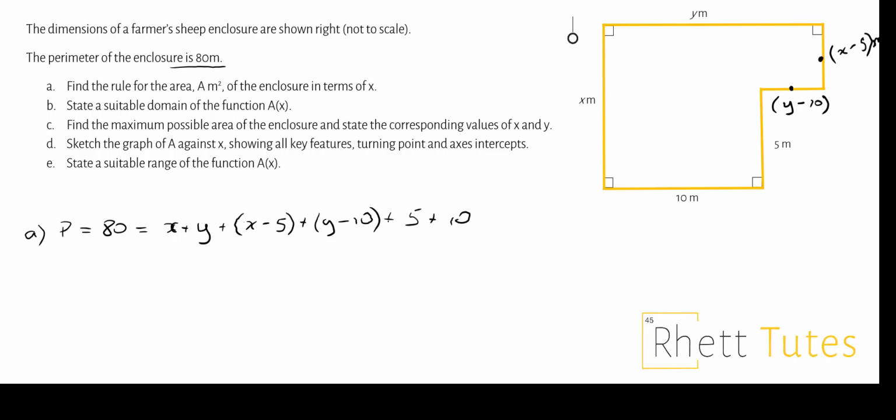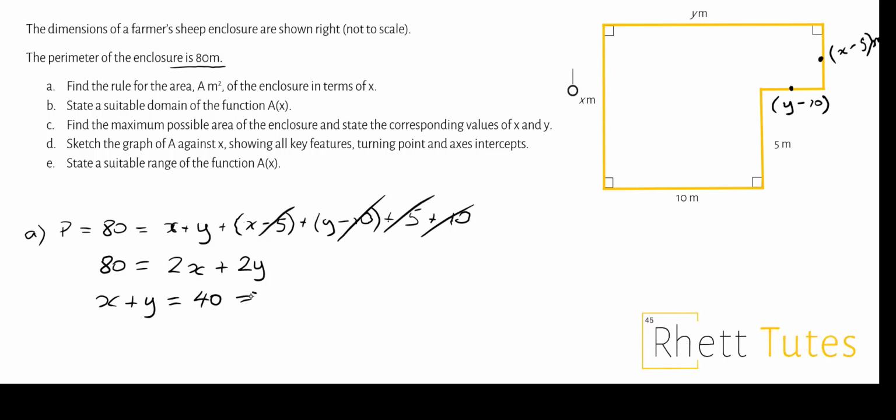plus 10. I'm going to neaten all of this up, and I get 80 is equal to x plus x is 2x, positive y and another positive y, plus 2y, negative 5 and the positive 5 are going to cancel, negative 10 and the positive 10 will cancel. Okay, so I'm left with 80 equals 2x plus 2y. x plus y is equal to 40, which then implies that y is equal to 40 minus x.